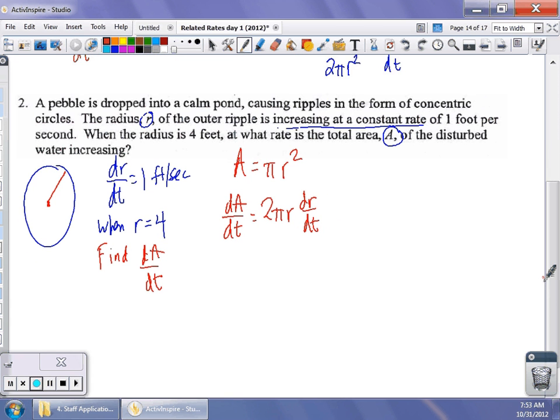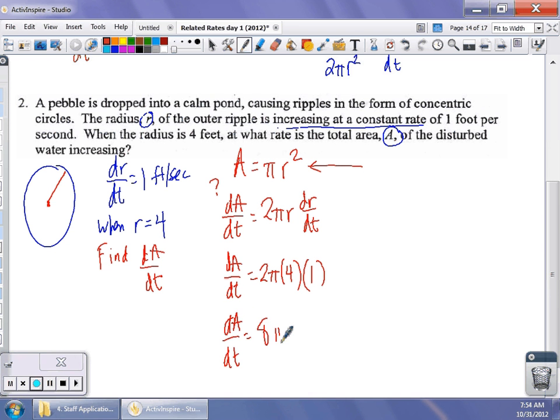All right, now we're going to substitute the known values. We're trying to find dA/dt, so we're going to leave that alone. We know that the radius that they're talking about here is 4, so we can substitute that in place of r. Remember, that's what I was talking about. Notice we did not substitute the 4 into the equation. We found the derivative, then we substituted in the 4. The dr/dt is 1 foot per second, so dA/dt is equal to 8 pi.